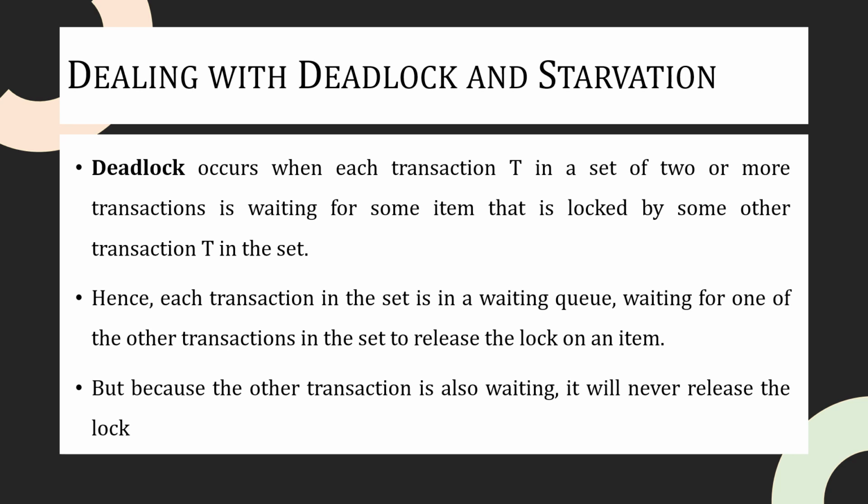A deadlock occurs when each transaction T in a set of two or more transactions is waiting for some item that is locked by some other transaction T in the set. So two or more transactions are waiting for an item which is locked by some other transaction in this set. Hence, each transaction is in the waiting queue, waiting for one of the other transactions in the set to release the lock on the item. But because the other transaction is also waiting, it will never release the lock. And this condition is called a deadlock.